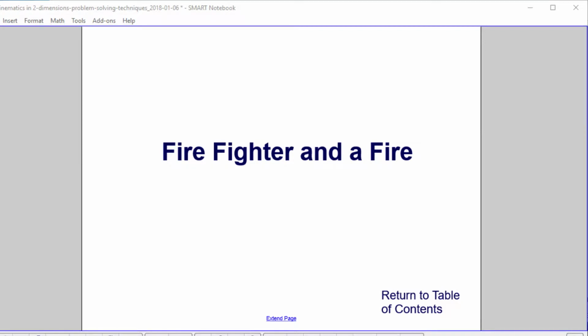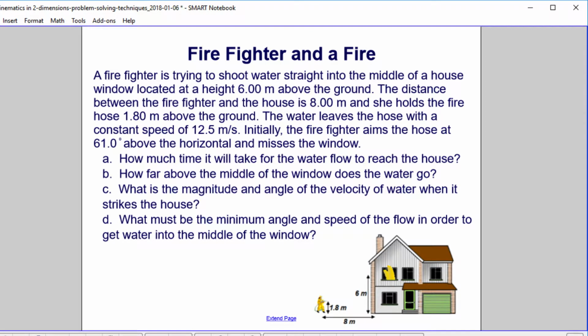Firefighter and a fire. A firefighter, and here's the firefighter down here, is trying to shoot water straight, right there, into the middle of a house window located at a height 6 meters above the ground. The distance between the firefighter and the house is 8 meters. Okay, so there's the 8 meters, here's the 6 meters.